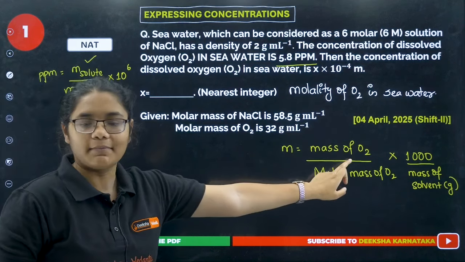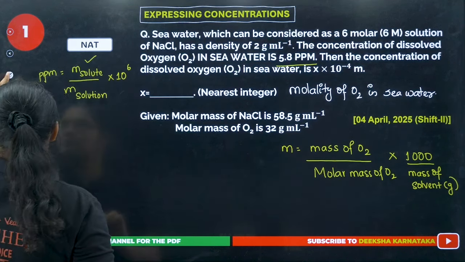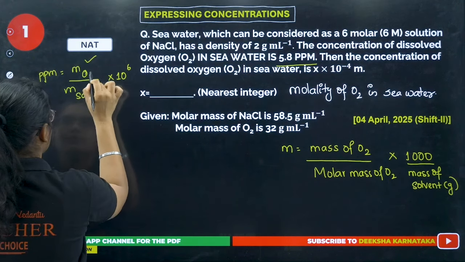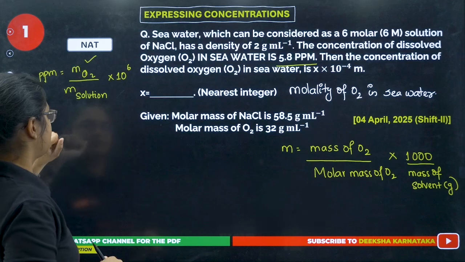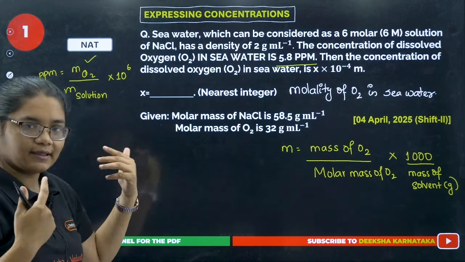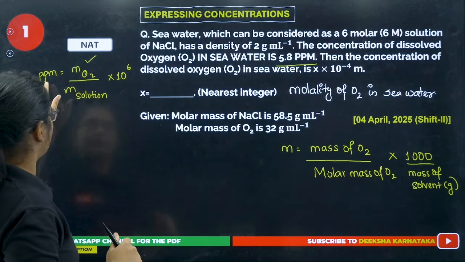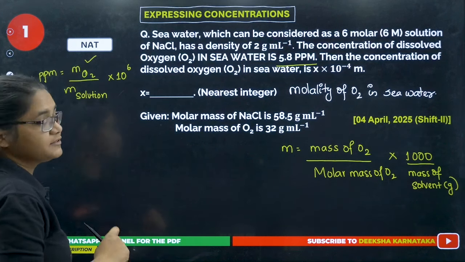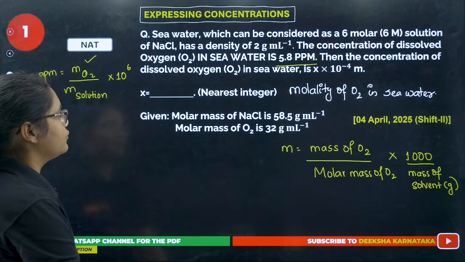I have to find this mass of the oxygen here, or let me just write down mass of oxygen instead of solute so that it will be more clear, right? I have to find mass of oxygen, mass of solution I have to find out, and ppm is given to me. So I also need this mass of solution in order to calculate the mass of oxygen. So what we can do for that?